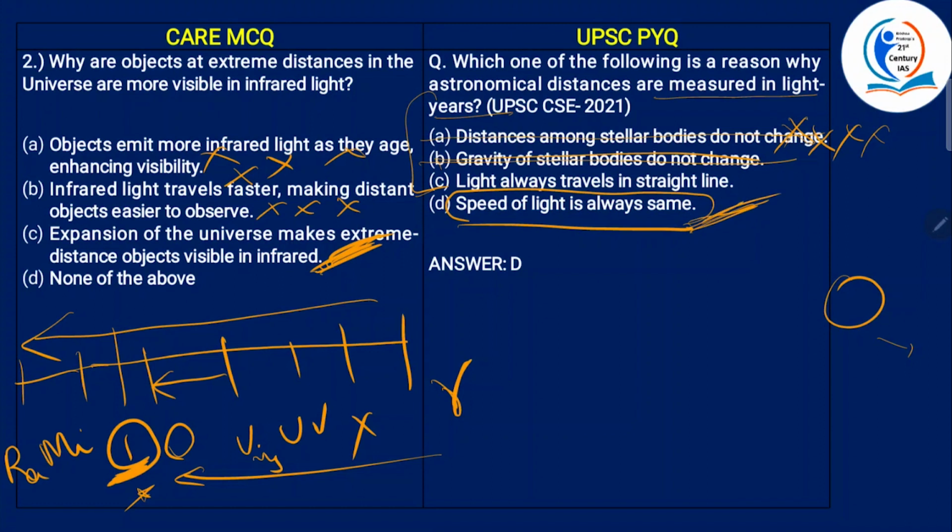But this light fellow, the speed of light is always the same, and it travels around 3 lakh kilometers per second, and 1 light year is the distance that light travels in 1 year. If for 1 second this is the case, these astronomical distances are huge, right? So that's why they measure it in terms of the speed of light. All right, so D is the answer.